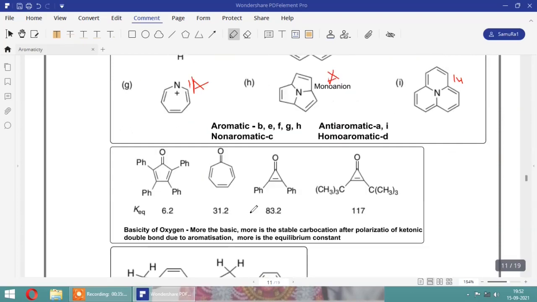Here, the more basic the oxygen and the more stable the carbocation. For example, after polarization of the ketonic double bond due to aromaticization, the equilibrium constant is higher. Look at the Ka values: 6.2, 31.1, 83.2, 117. Next, A is more acidic than B.